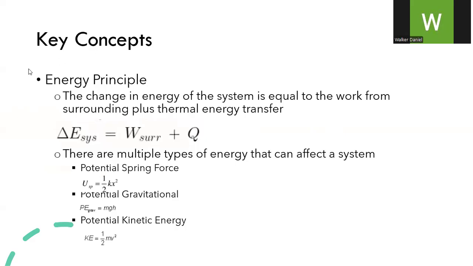Here's another key concept, which is the energy principle. First and foremost, the change in energy of a system is equal to the work from the surroundings plus thermal energy transfer, which can be seen in this equation here. And then there are also multiple types of energy that can affect the system, specifically ours. First one is potential spring energy, which can be seen with this formula here. Then there's potential gravity, which is seen right here. And then finally, kinetic energy, which is seen right here.